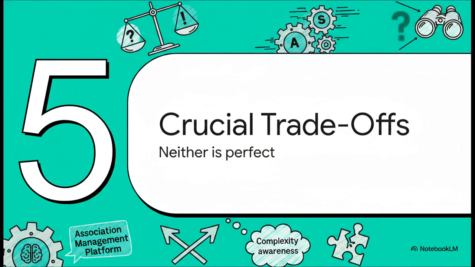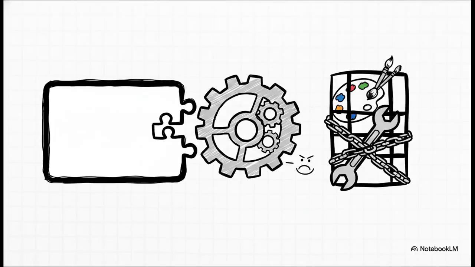Which brings us to Section 5, Crucial Trade-offs. Because, let's be real, neither platform is perfect. As an advisory firm, we at SmartThoughts know that increasing your complexity awareness is hands down the best way to prevent buyer's remorse. Let's start with the trade-offs for MemberClicks.